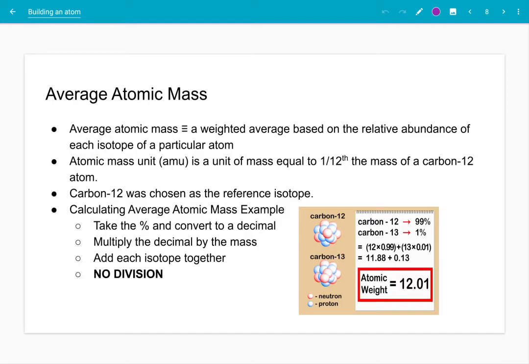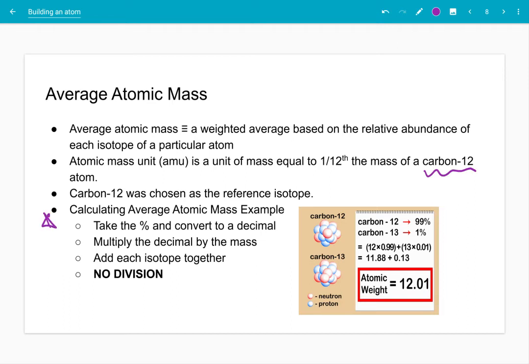Okay, the last part I wanted to hit is the average atomic mass. Basically, we don't have nice whole numbers in the periodic table because what they are showing us is a weighted average based on the relative abundance of each isotope of a particular atom. My guess is at some point you've heard that there are different types of carbon, for example, and so that mass number is taking into account how abundant those different isotopes are. If you look at the periodic table, it has atomic mass units, and that is a unit of mass equal to 1/12 the mass of carbon-12. So everything is referencing carbon-12.